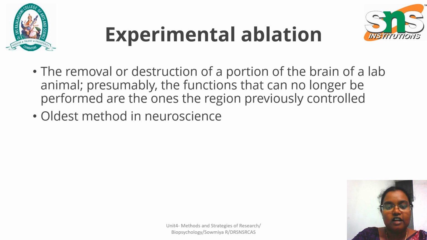Excitotoxic lesion. This technique involves the injection of a neurotoxin that kills neurons by overexciting them. It is often used to target specific types of neurons. Stereotaxic surgery. This technique involves the use of a stereotaxic apparatus to precisely target specific brain regions for ablation. It is commonly used in animal research.